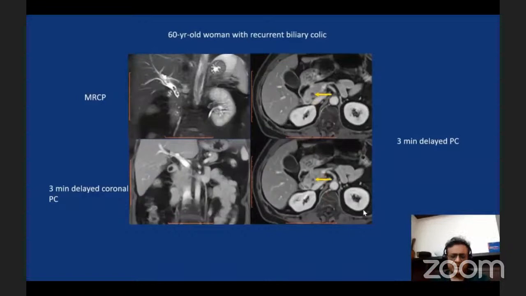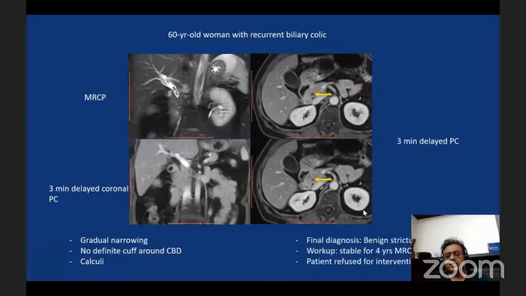So there's no evidence for malignancy, so it's probably benign, but again, radiologists should be careful calling a lesion benign. You never know, you cannot exclude a mucosal cholangiocarcinoma. But you can describe whatever you see and favor one diagnosis or the other, benign versus malignant. So in this case, we called it probably benign. This patient was stable for 4 years. No malignancy developed in this patient.